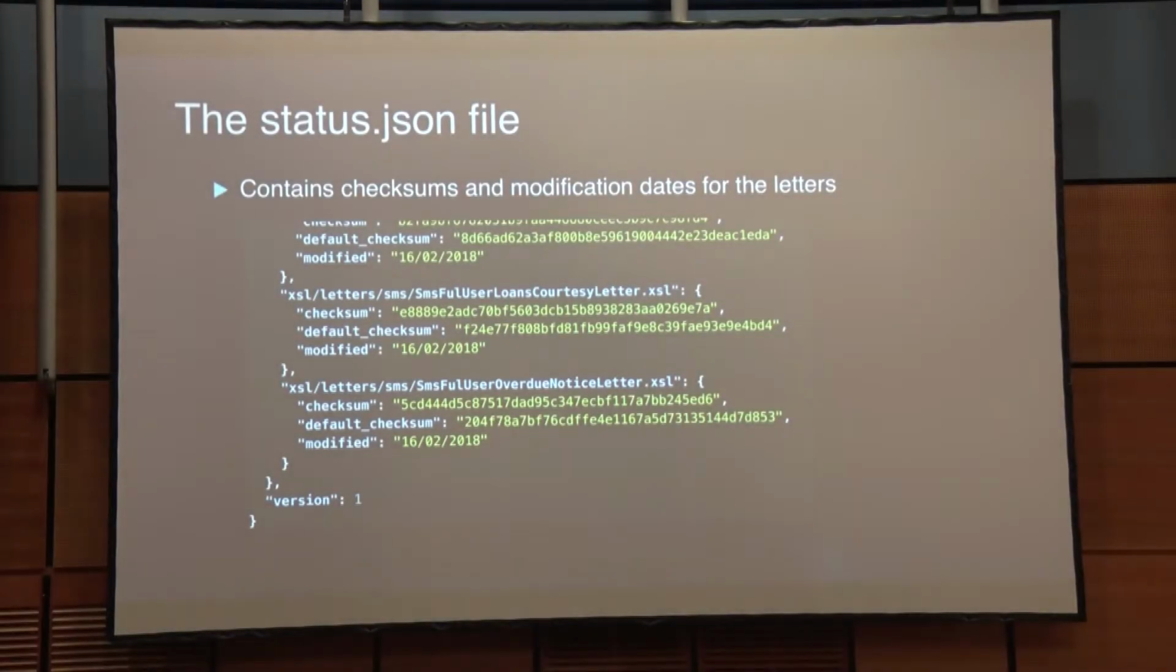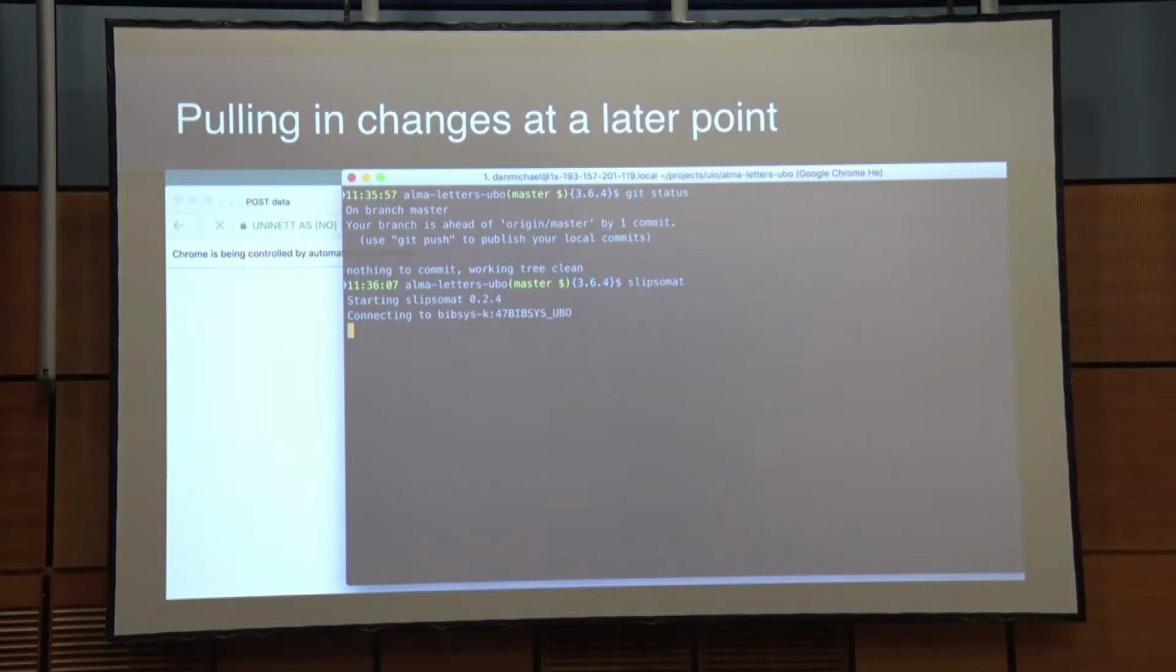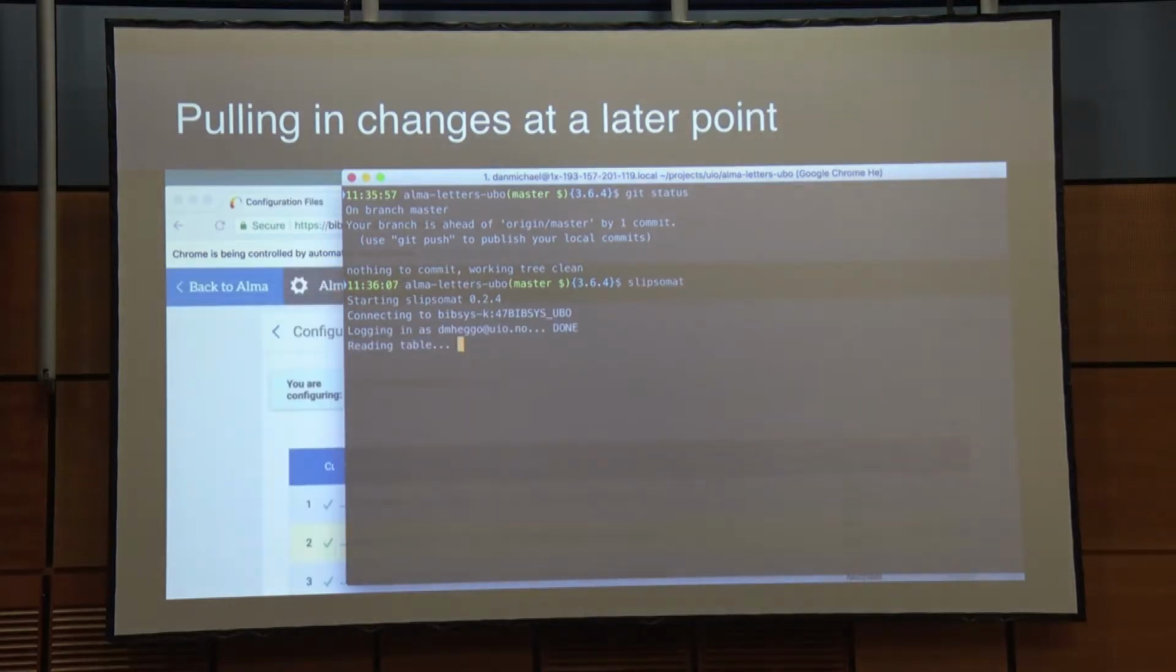to avoid having to pull in all the letters each time, the tool creates or maintains a status file that keeps track of the state of the repository. So it contains checksums for the local and remote version of the letters and the modification dates. So the next time, at some point later in time, we want to pull in the changes, it opens as few letters as possible.